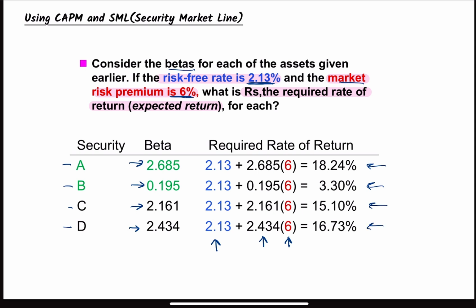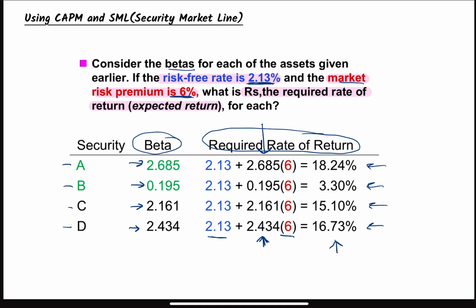Because we're multiplying. The only thing here that is different in each of these equations is our beta, right? Because they all have a 2.13 for the risk-free rate, and they all have a 6% for the market risk premium. So what really determines the required rate of return is the beta, right? How risky is this stock? The higher the beta, the higher the risk, the higher the required rate of return.